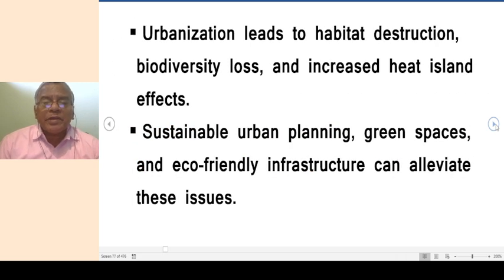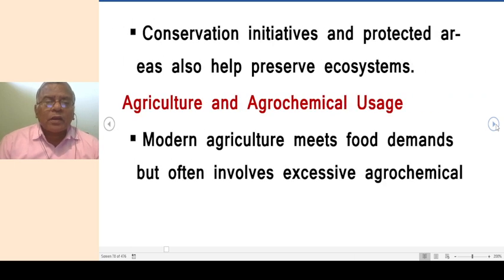Urbanization leads to habitat destruction, biodiversity loss, and increased heat island effects. Sustainable urban planning, green spaces, and eco-friendly infrastructure can solve these issues, alleviate these issues. Conservation initiatives and protected areas also help preserve ecosystems.